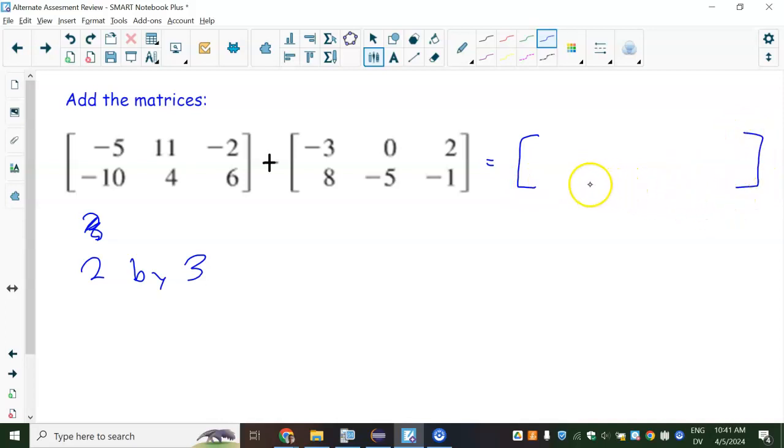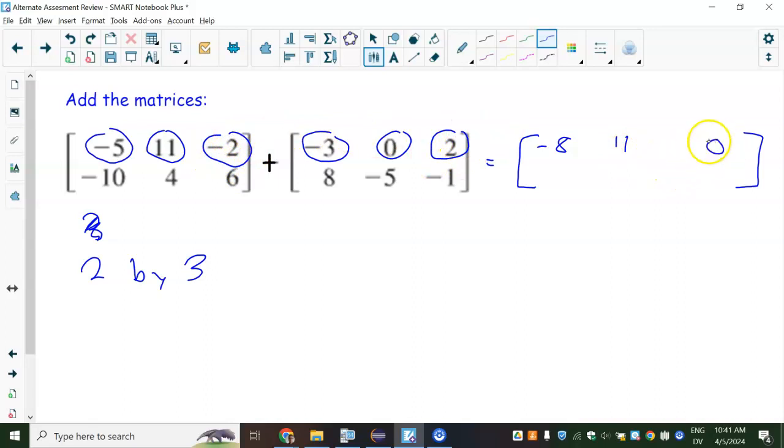Okay, so our answer is another 2 by 3 matrix, and you just add the entries. So upper left and upper left, just add those. That's -8. And then the next one over, this one and this one are in the same spot, so add them to get 11. And then -2 and +2 add up to 0, and then you just keep going. Hopefully I can highlight them here, but that's going to be -2 when you add them. This one and this one is going to be -1, and then 6 plus -1 is 5. And so there's your new answer once you add the matrices together.